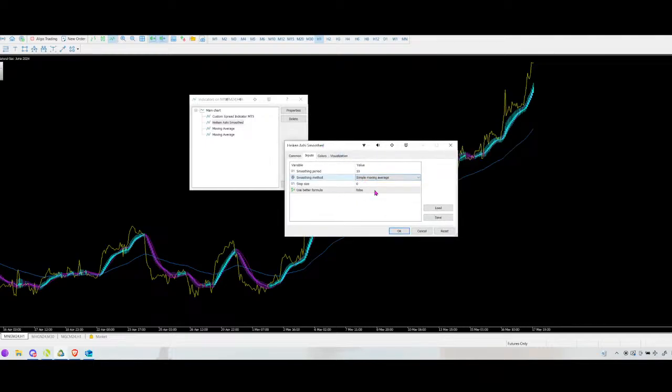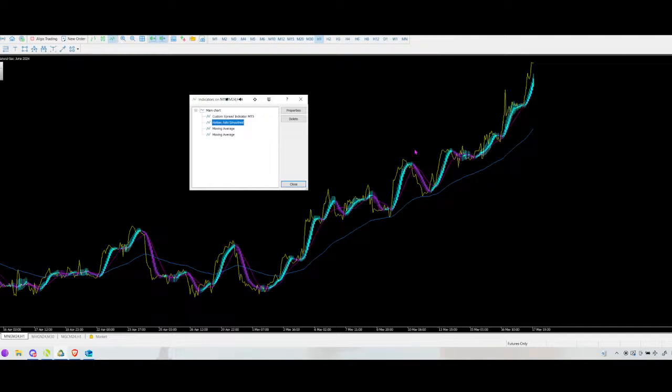I end up just choosing simple because it offsets it a little bit from the candles, from the line chart a little bit. It shifts it because there's no option in the setting here to shift it left or right, to make it easier to see the line chart underneath. So I just chose simple. But honestly, if you use exponential or linear weighted, it's going to look pretty much the same.